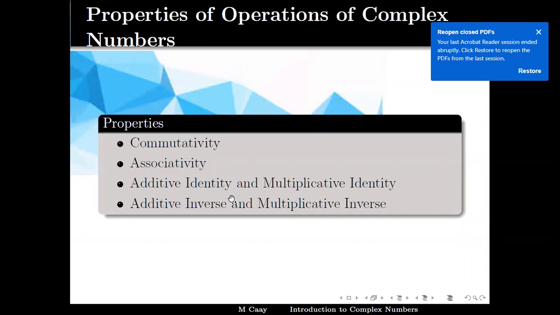Okay, next is the existence of additive inverse and the multiplicative inverse. This is actually in connection with the identities prior. If you notice, let me annotate here. Our additive identity is 1. I'm sorry, 0. So this is actually in connection with getting the additive inverse.